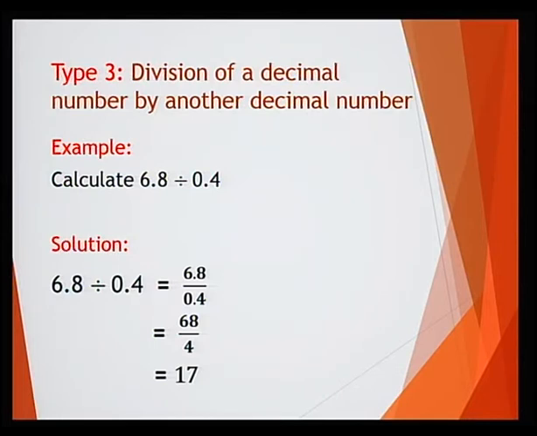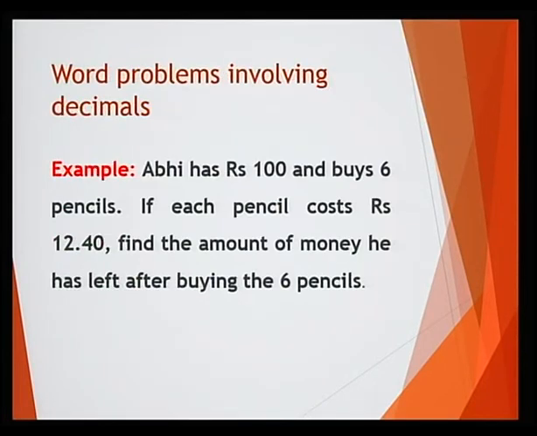That is, in the denominator, I had 0.4. So I had only one digit after the decimal point. To overcome the problem of dividing by a decimal number, to be able to divide by a whole number, I move the decimal point in the denominator one place to the right. And I do exactly the same in the numerator. So I get 68 divided by 4, which is 17. We have looked at the different types of division problems involving decimal numbers. So we now move on to word problems involving decimals.